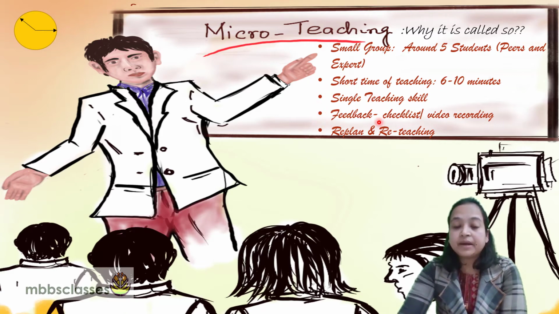Then the feedback from the reviewers is constructive feedback, which helps us to improvise and find out our faults. After getting the feedback, in micro teaching lessons, we replan and we reteach.